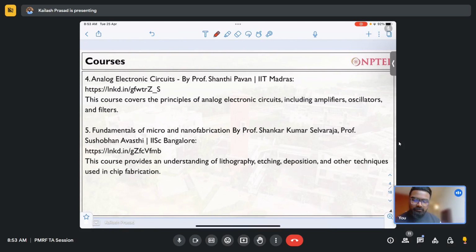The fifth course is a very interesting course. When I was doing microfabrication, I followed this course in great detail. I have notes of this particular course, and actually I have notes of all the courses because I have done all of them. That is the reason why I am suggesting you guys do all of these courses. This is the fundamentals of micro and nano fabrication, by Professor Sankar Kumar Selvaraja and Professor Susovan Avasthi, both from IIT Bangalore.